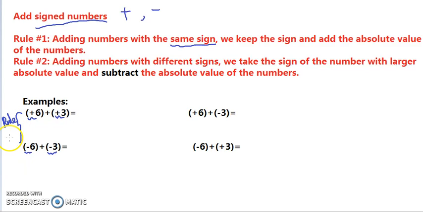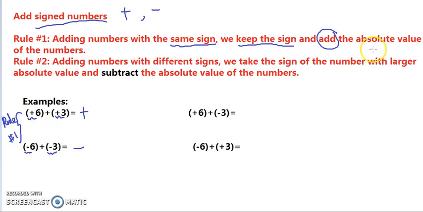We're going to use rule number one. We will keep the sign. So for example, plus and plus, we will keep it as plus, and minus, we're going to keep it as minus. First we determine the sign of the answer, and then we find out what the number is. We add the absolute value of the numbers.